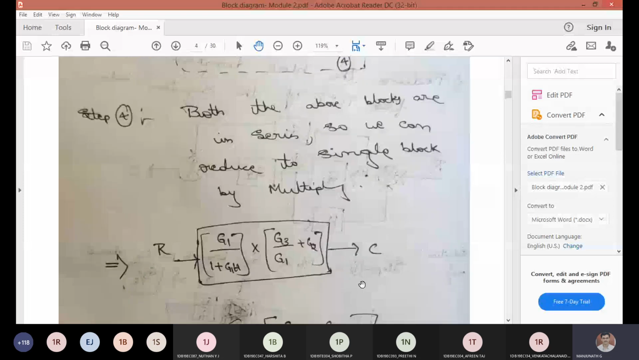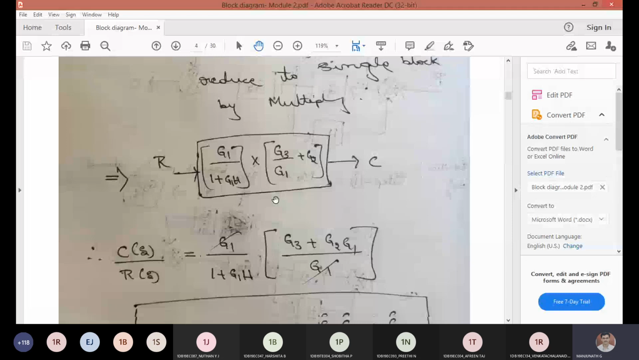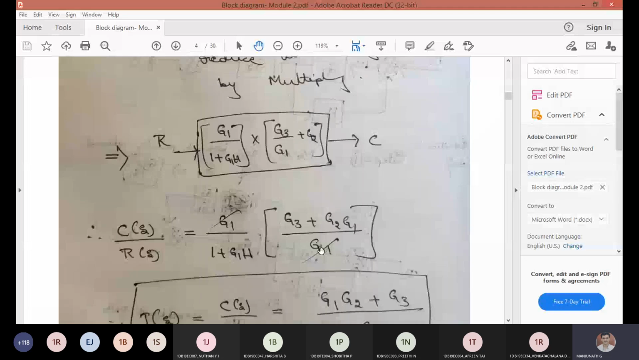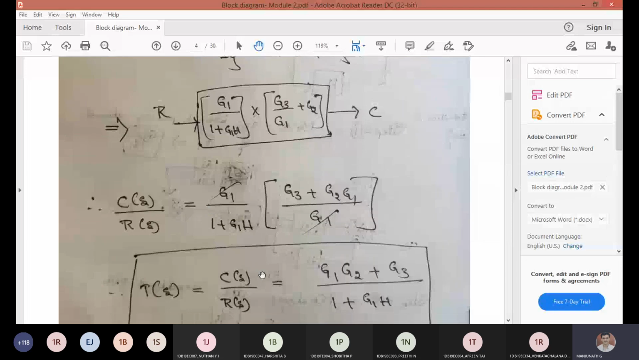This is not the end. The reduction of blocks has happened now. The second question is to find the transfer function T of S. Yesterday I told you the formula, right? Output by input. Look at here, output by input is equal to this much. Here the LCM has been taken, so this has been simplified. If simplification is possible, do it. Otherwise, you can keep this itself as T of S.